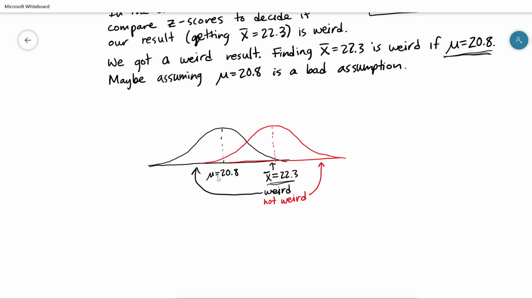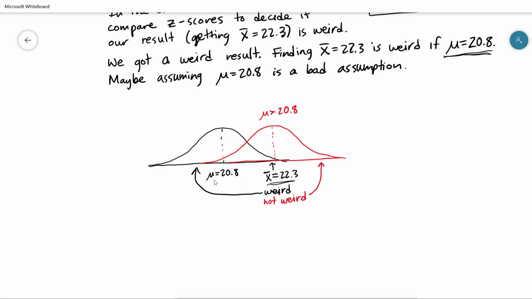In this case, we assumed mu was 20.8, and it led to a weird result way over here in the tail. But if we instead assume this red one is the correct distribution, well, then we're right near the middle, and it's not weird. But if we assume the red one is true, then what do we know about the value of mu? I don't know exactly what it is, but how does it compare to this 20.8? Well, it's definitely further to the right, meaning it's definitely greater than 20.8.